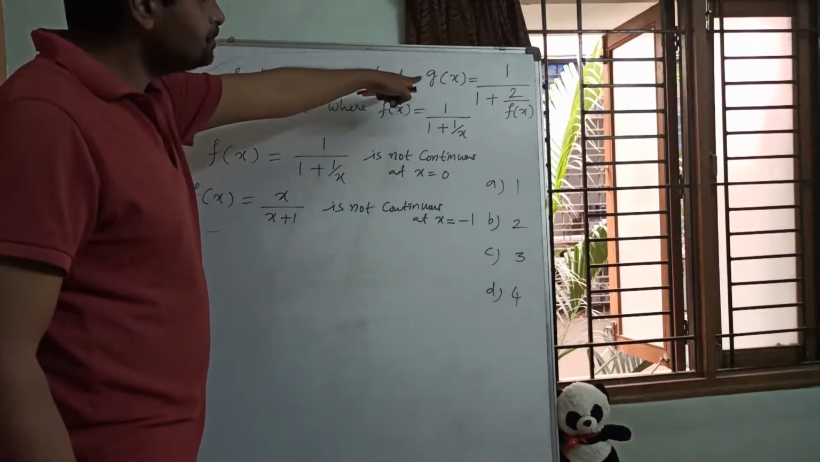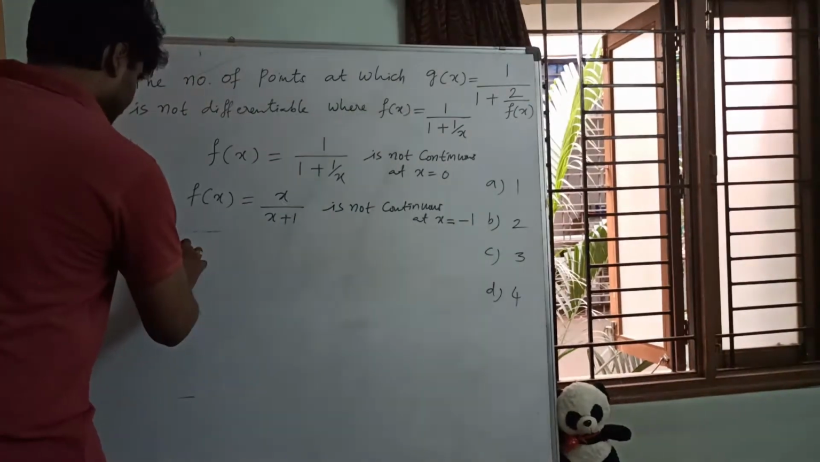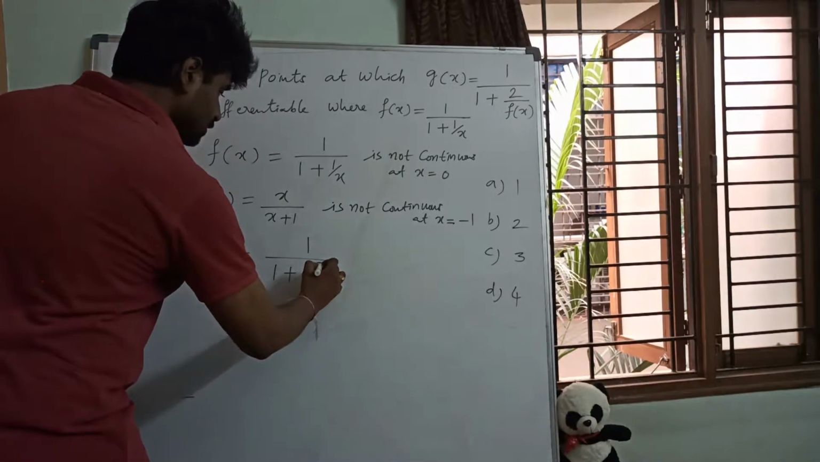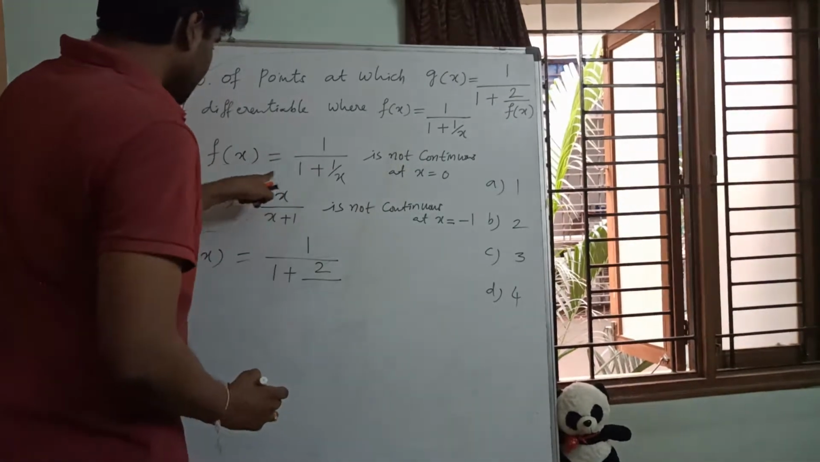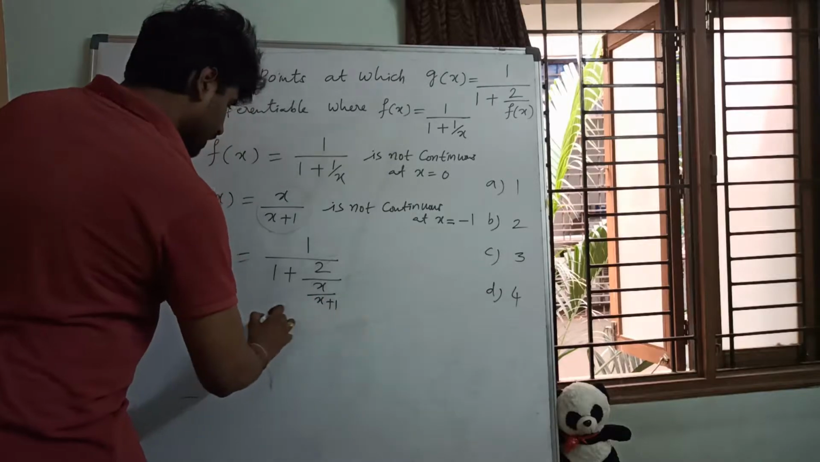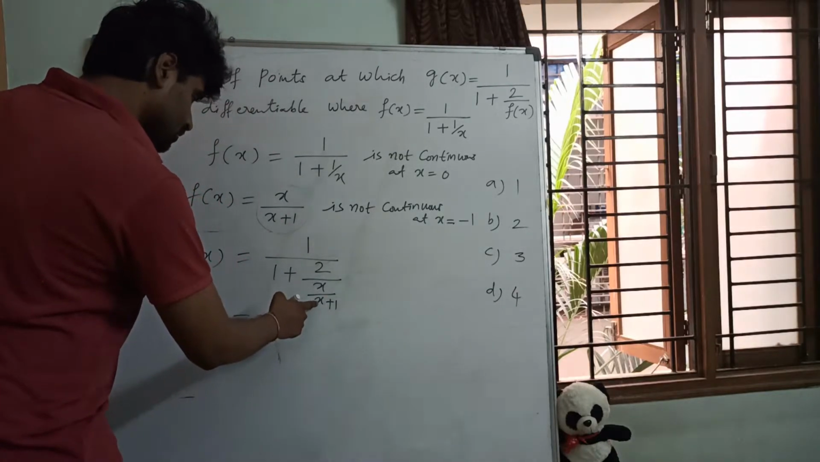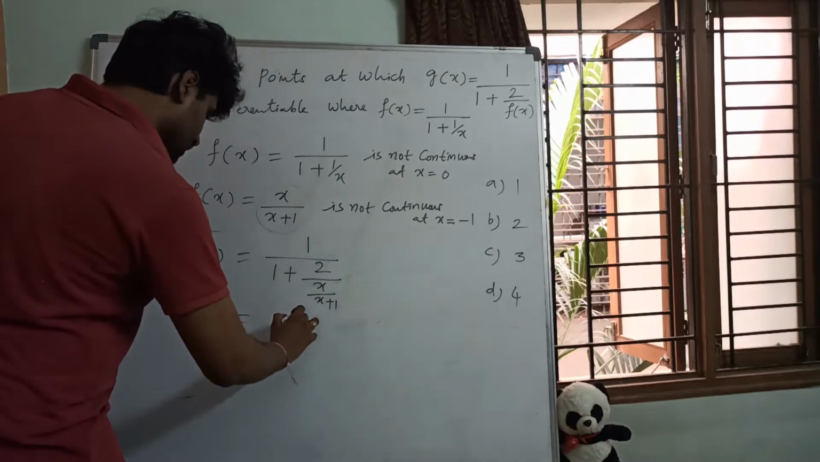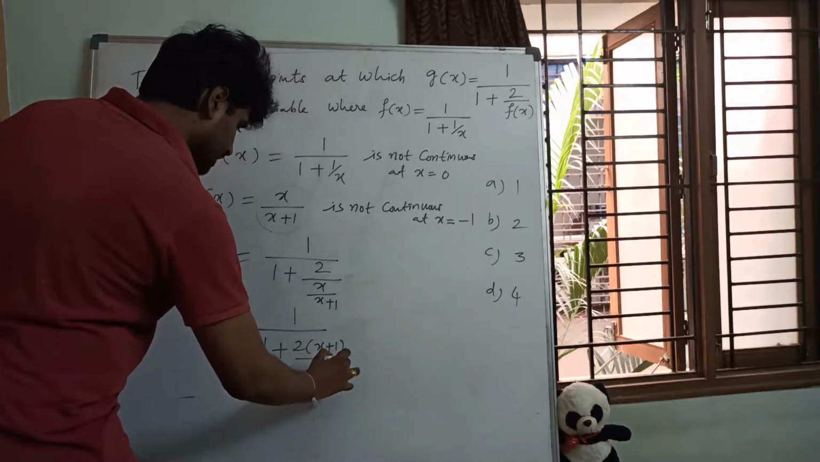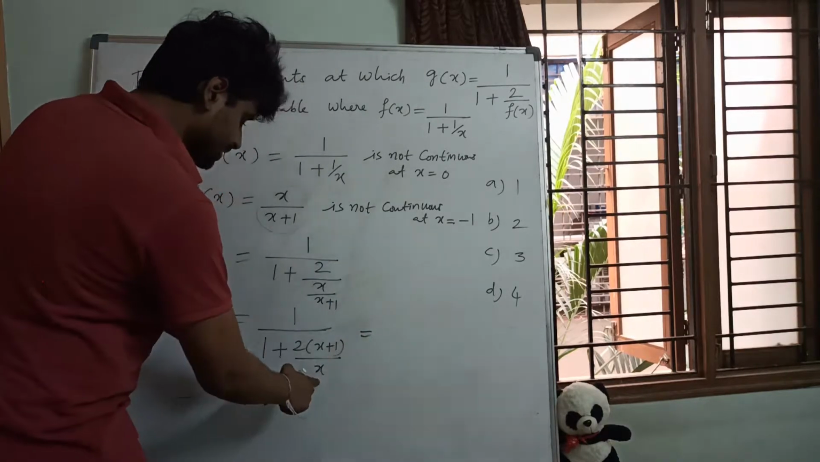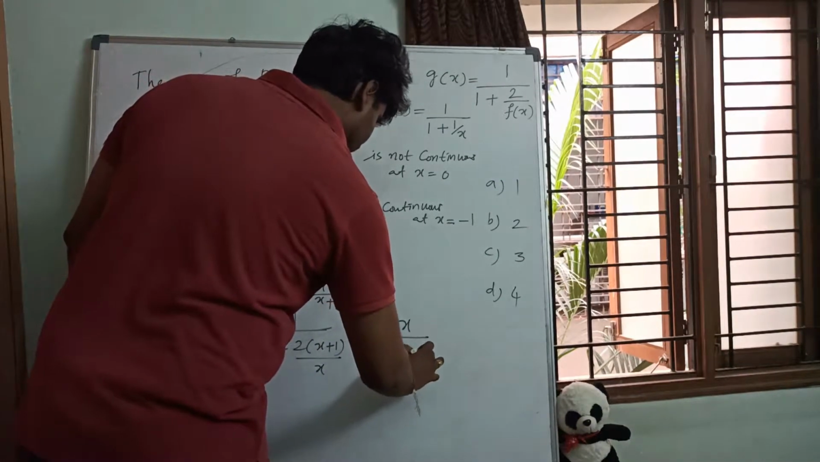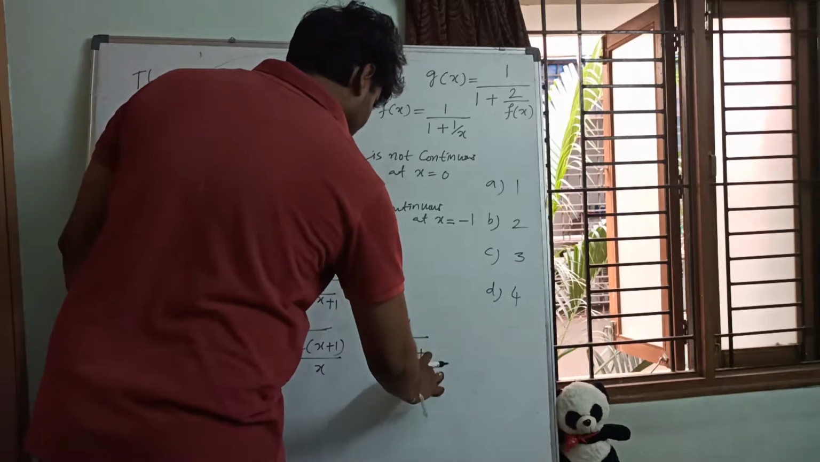So now let us go for taking g of x by substituting f of x there. g of x equals 1 by 1 plus 2 by, what is f of x? x by x plus 1. Correct? Now if you take LCM there, x by x plus 1 goes up, so x plus 1, 1 by 1 plus 2 into x plus 1 by x. Now x is LCM, x multiplied and x goes up, x by 3x plus 2 we can write. Correct?